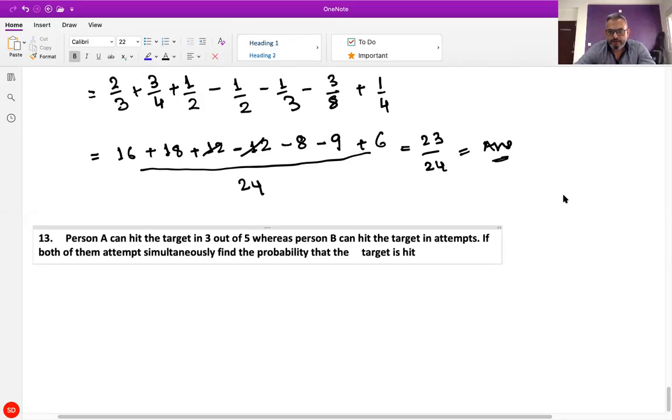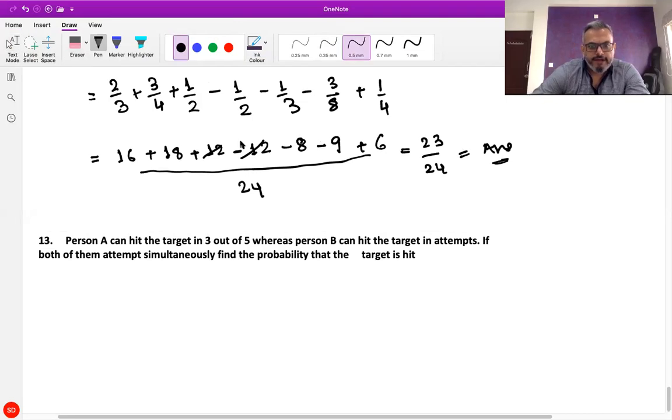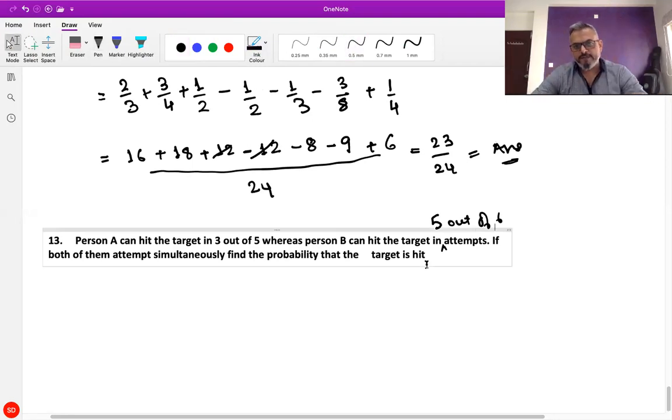Now, question number 13. Again, it's a very simple question. A person A can hit the target in 3 out of 5. So probability क्या है कि 5 बार attempt करेगा तो 3 बार target hit होगा. So that is 3/5. Whereas person B can hit the target in 5 out of 6. 6 attempts, तो उसका chance क्या है कि 6 बार ट्राई करता है तो 5 बार हिट होता है.